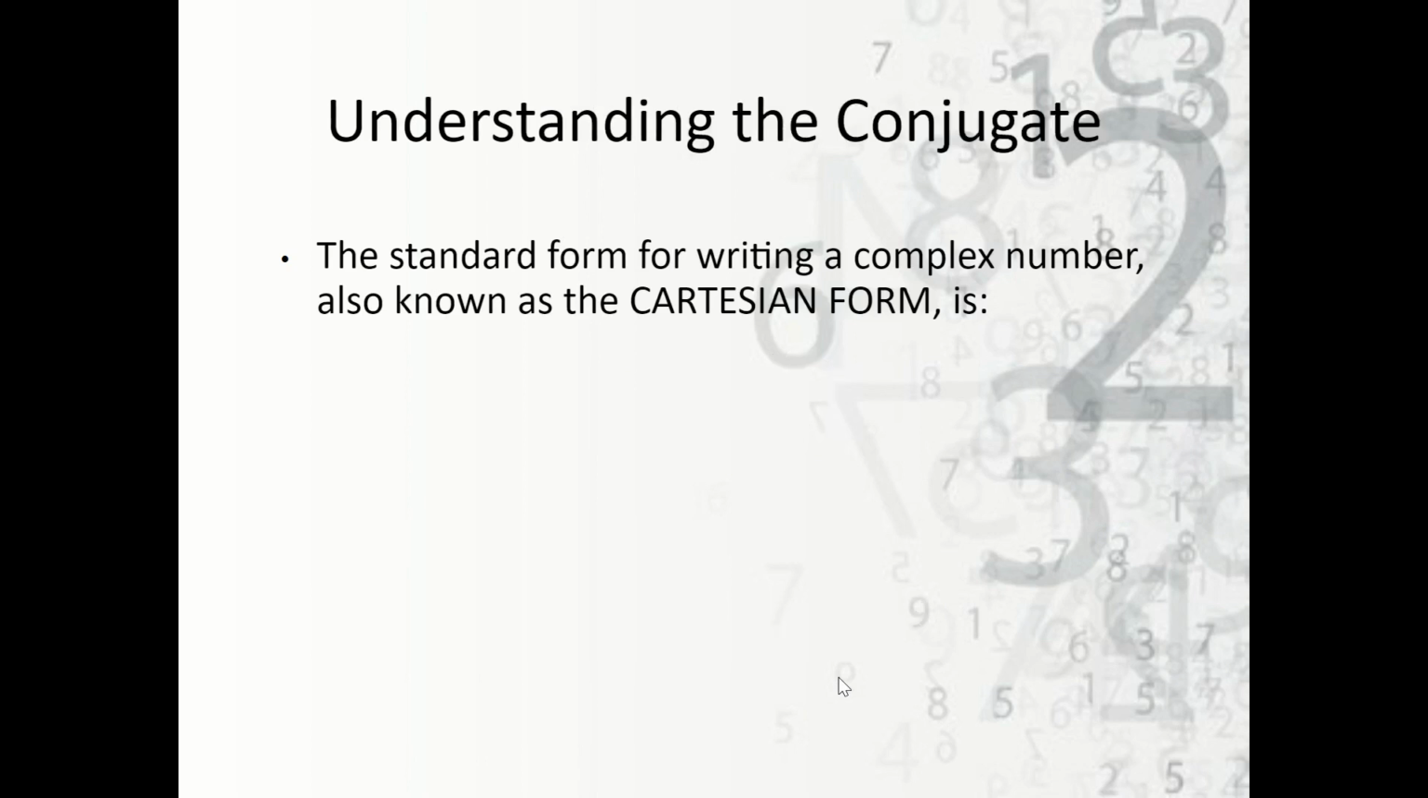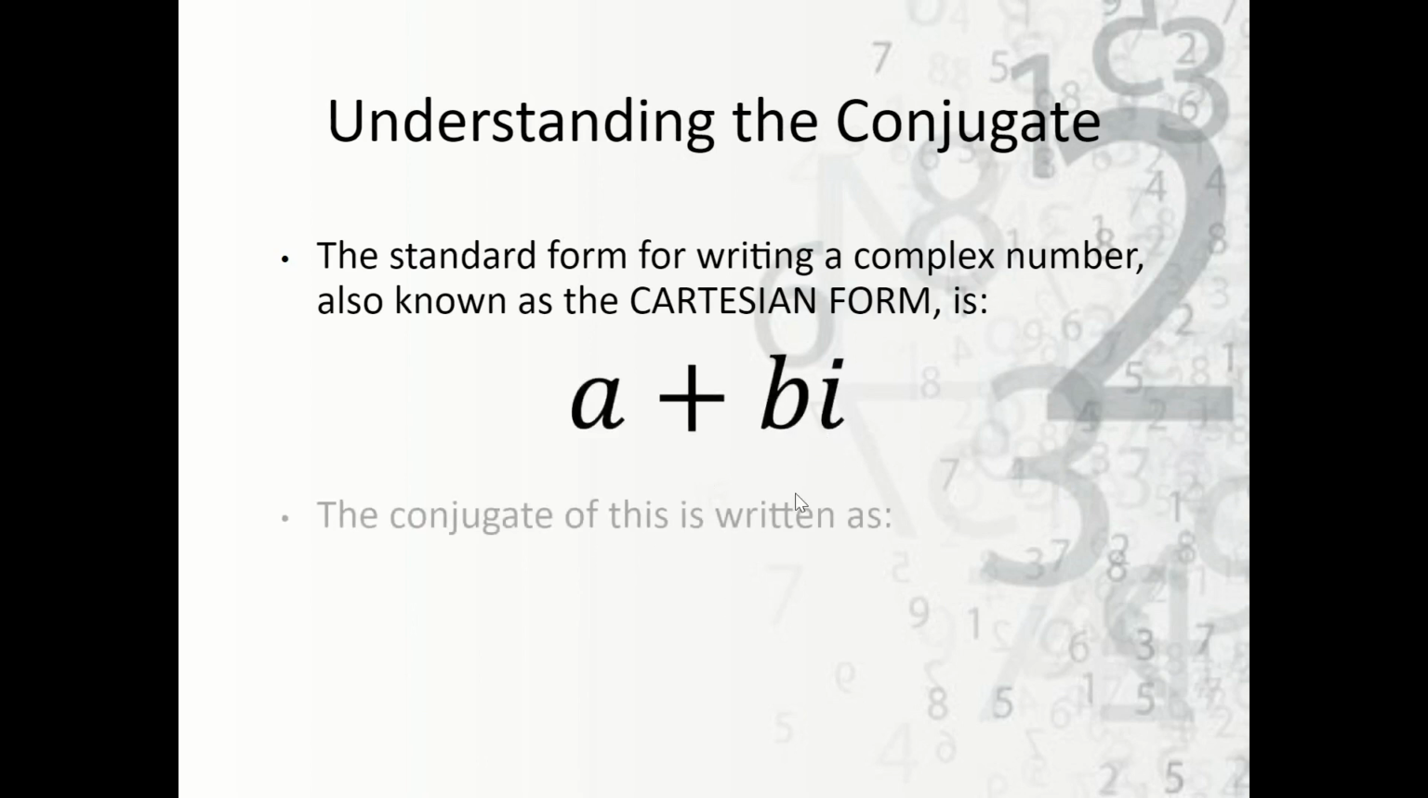Now, from that, we can find a conjugate. Remember, the Cartesian form is a plus bi. The conjugate is always going to be the opposite sign of the bi part. So this would be a plus bi, so the conjugate would be a minus bi. If this was already negative, then it would become plus bi. So we always do the opposite.